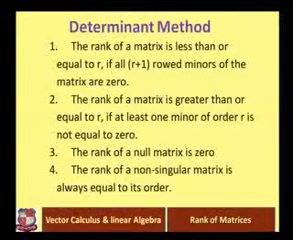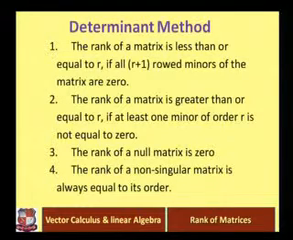There are three methods to find the rank of the matrices: determinant method, row echelon form method, and normal form method. The first method is the determinant method. The determinant method can be understood by these four things.